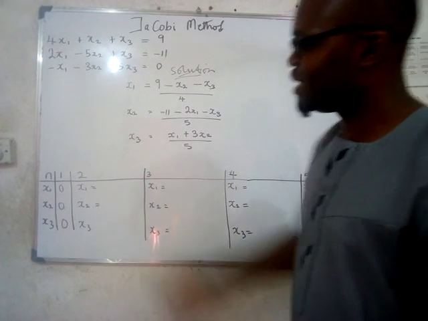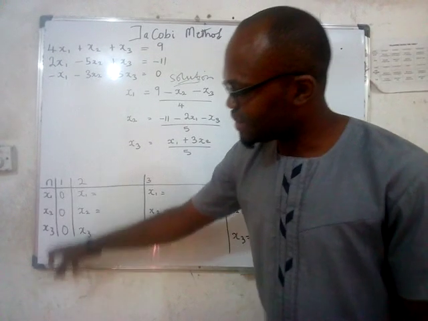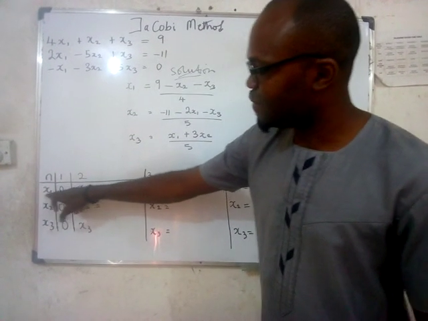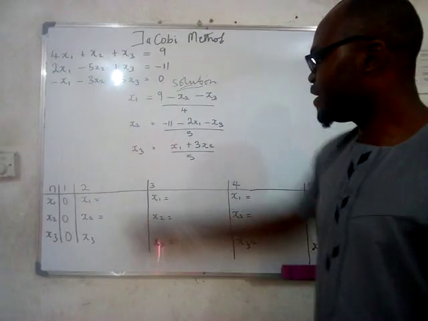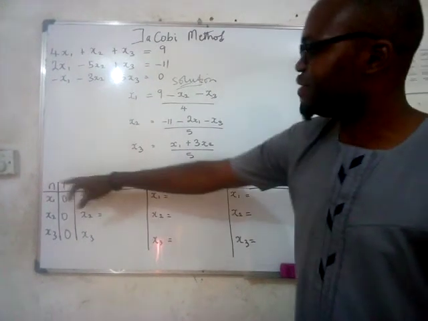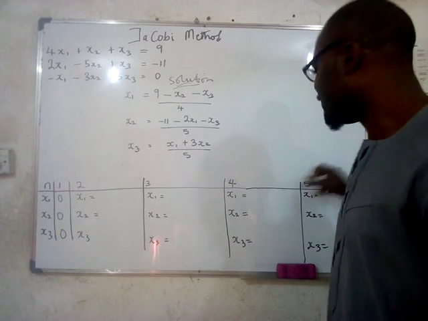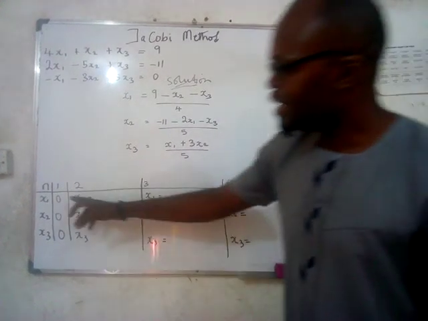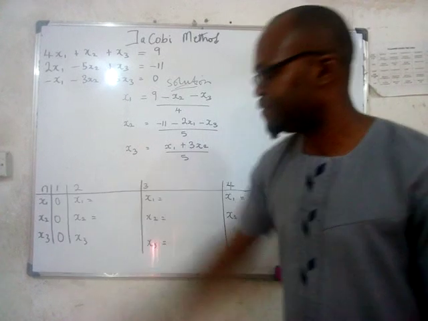The next thing you do is that you draw a table like this. On this side, write the variables that you're looking for, x1, x2, and x3, whereas on this side, write the number of iterations that you want to do. You might start with 1, 2, 3, 4, 5, down. Then put the initial assumption of values of 0, 0, 0.